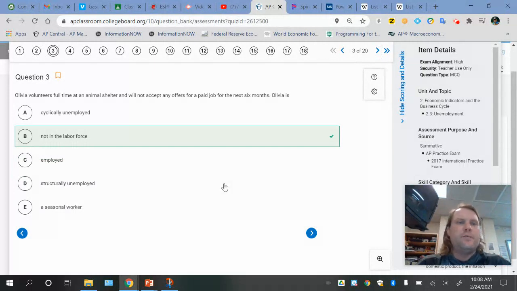Number 3, your definition of being employed or unemployed. Olivia in this case is a volunteer, meaning that she does not collect an income, so she's not going to be considered employed. She's just a volunteer. Remember, there are 3 ways we can fit into the labor force. We can be not in it, we can be employed, we can be unemployed. Those are the only 3 options we can have. She, in this case, is not looking for anything. She's not going to accept any offers. So she's not unemployed. She's not looking for a job at all. She's going to be considered not in the labor force.